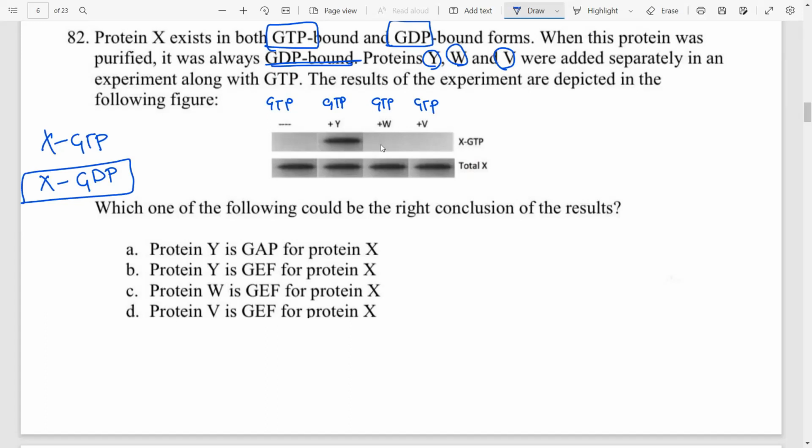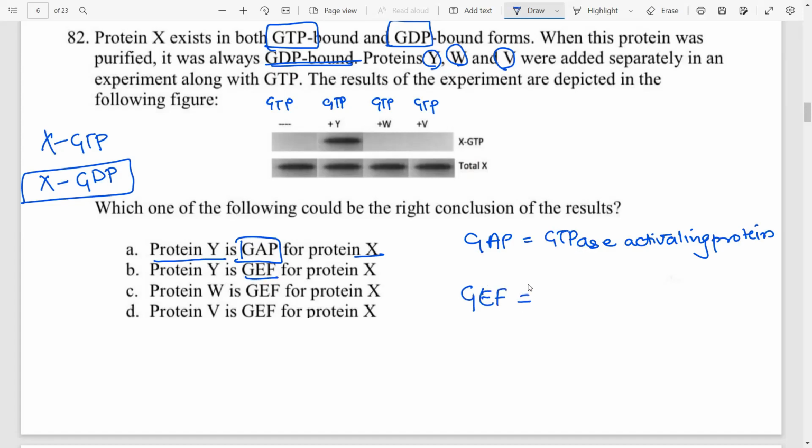Okay, now they are saying first option, protein Y is a GAP for protein X. Now, what do you mean by GAP? And you can see another word, GEF. So, GAP stands for GTPase activating protein. So as the name suggests, it's a GTPase activating protein. Okay, that means what? It is going to break down GTP to GDP.